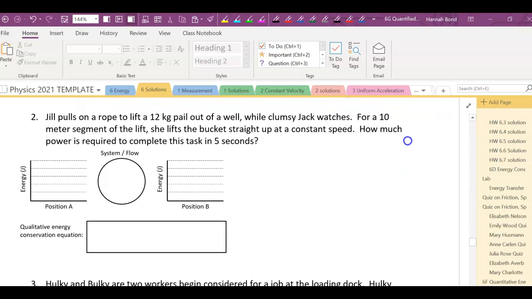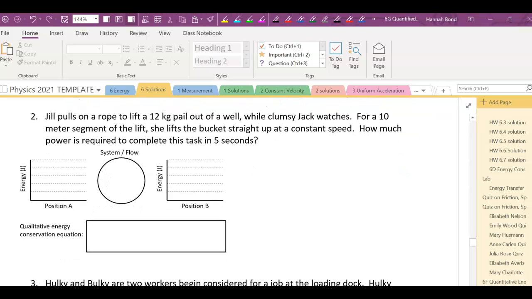In number 2, we've got Jill pulling a pail out of a well, and so she's lifting the bucket vertically straight up at a constant speed. And she lifts it 10 meters, it says, at a constant speed. And so we want to know what power is required to complete this task in 5 seconds.